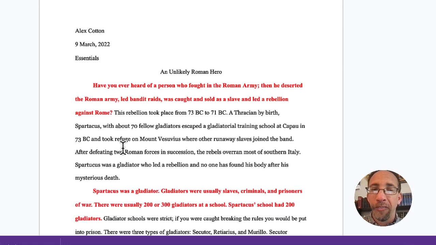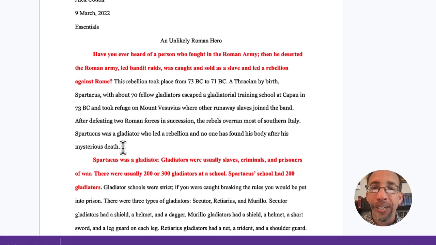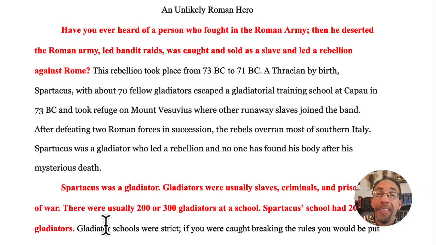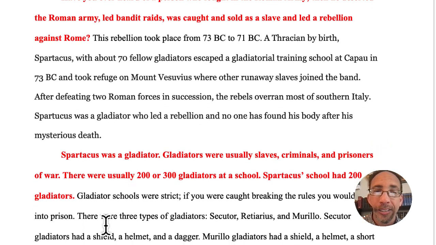Here's a second copy of the paper, and what I did is I asked Alex to highlight what he thought were the one or two most important sentences from each paragraph. And so that's what we've got here. You'll see that in the first paragraph, he highlights the introduction, or the attention getter. It says, have you ever heard of a person who fought in the Roman army, then deserted the Roman army, led bandits, was caught and sold as a slave, and led a rebellion against Rome? He thought that was the most important sentence of that paragraph.